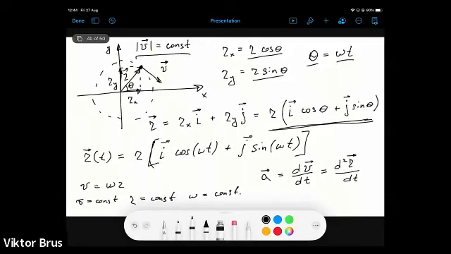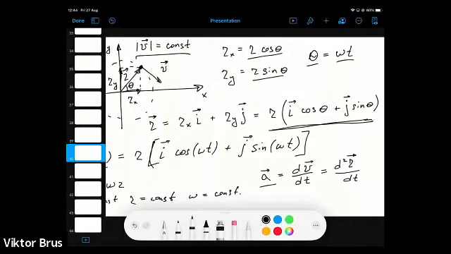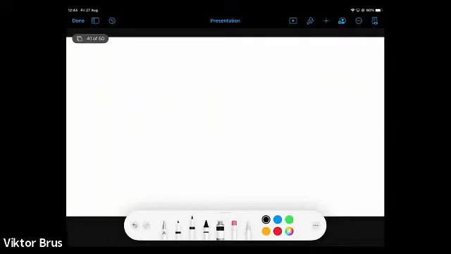Okay, so what do we need now? We need to get an analytically derived expression for this acceleration vector. Since this is uniform circular motion, we have only one acceleration component, which is centripetal acceleration. In order to do that, we need to take the second derivative of the expression for the position vector. So let us do it on the next slide.